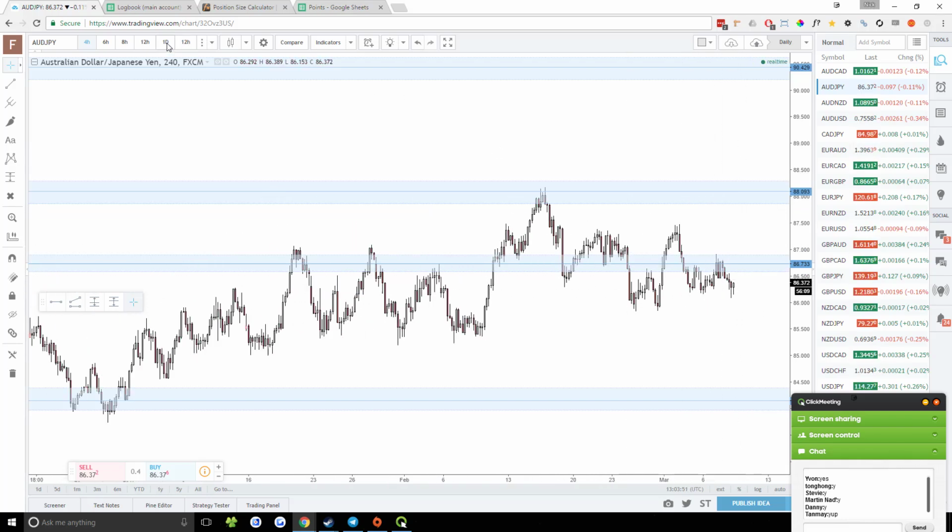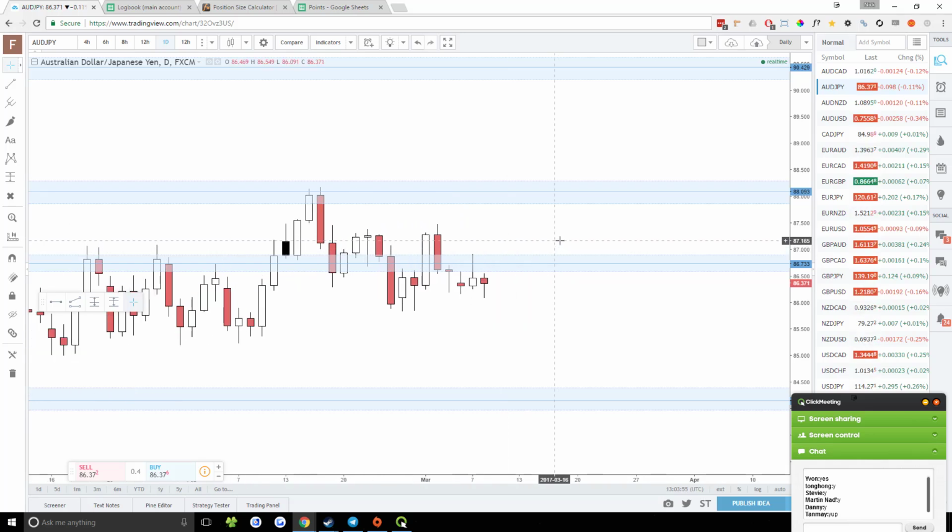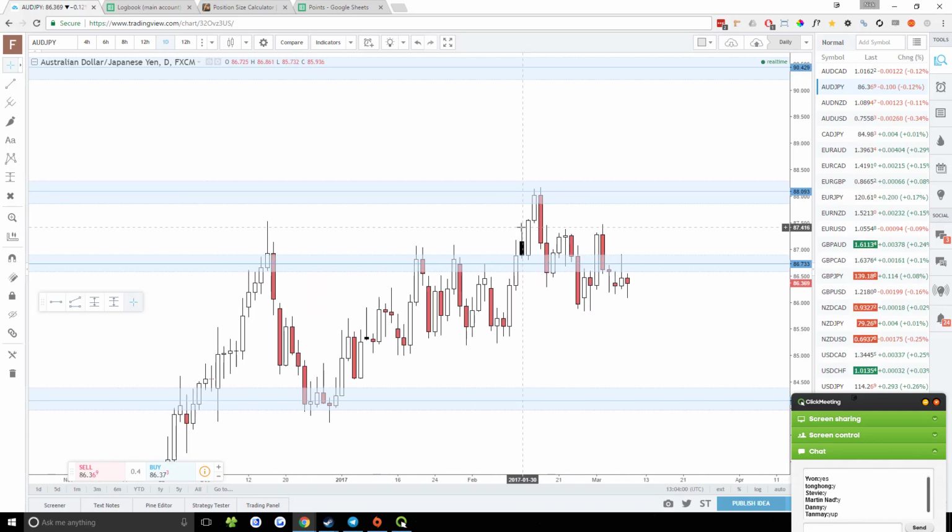AUDJPY. I mean, well, what can you say about this? It's just a complete mess. It's not doing much of anything that I would want it to do.